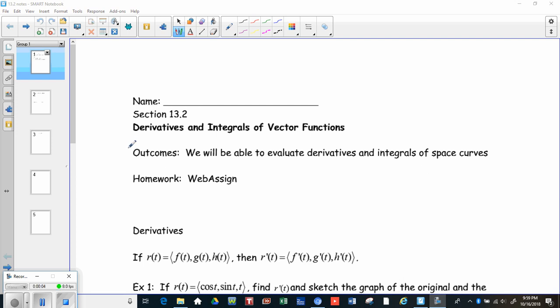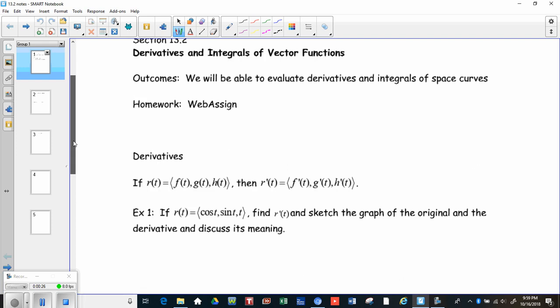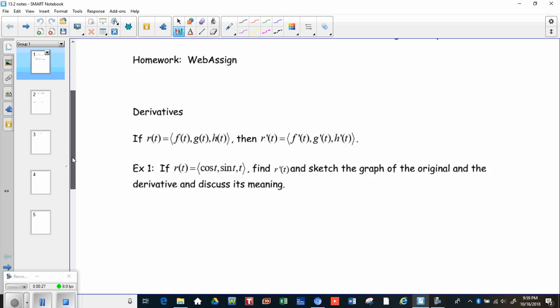All right, so today we're going to talk about 13.2, derivatives and integrals of vector functions. Really, this should be a relatively short section, so we'll see if we can get this done in one video. If not, it'll probably be two short videos. In either case, this one should actually be relatively simple. The idea itself is pretty simple, and it should hopefully make sense.